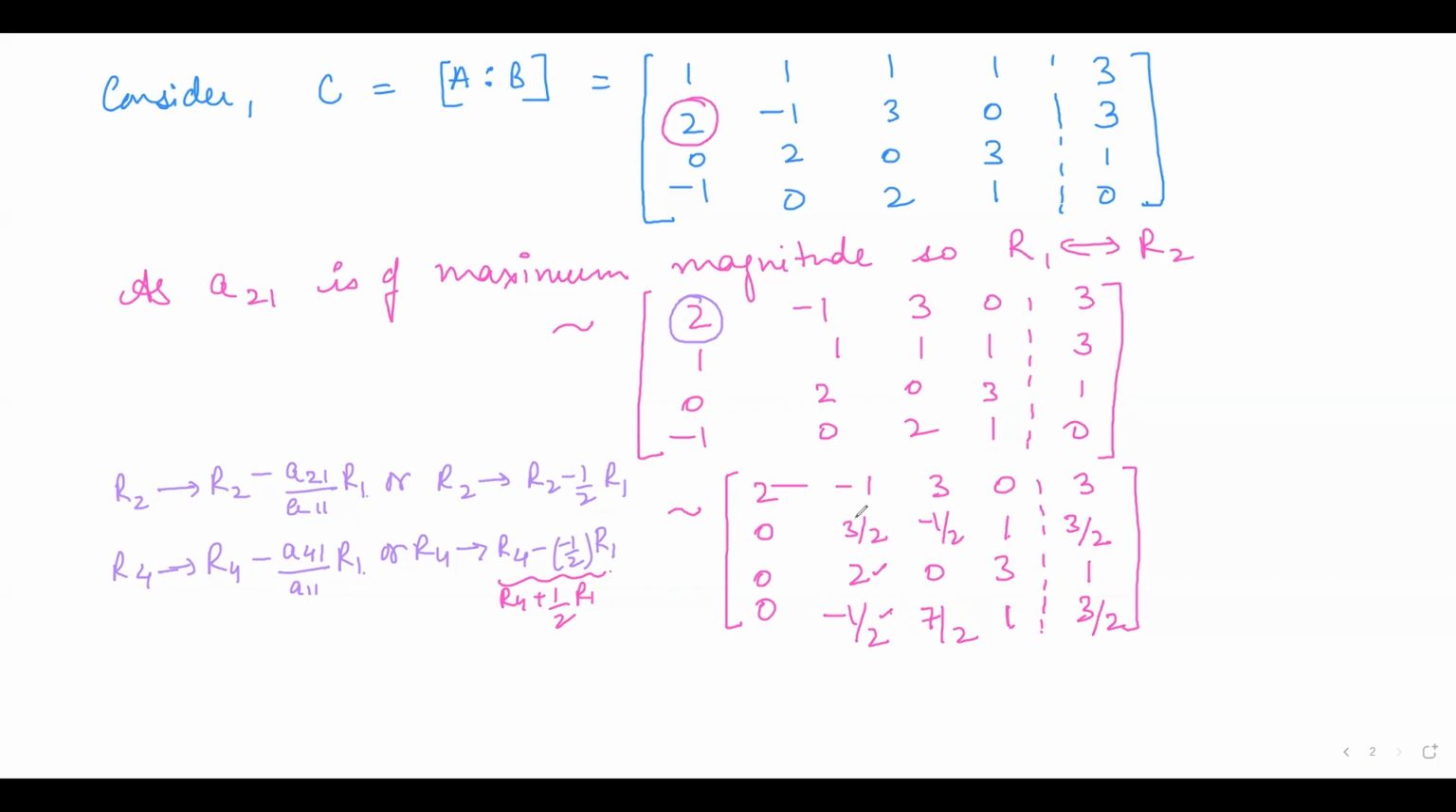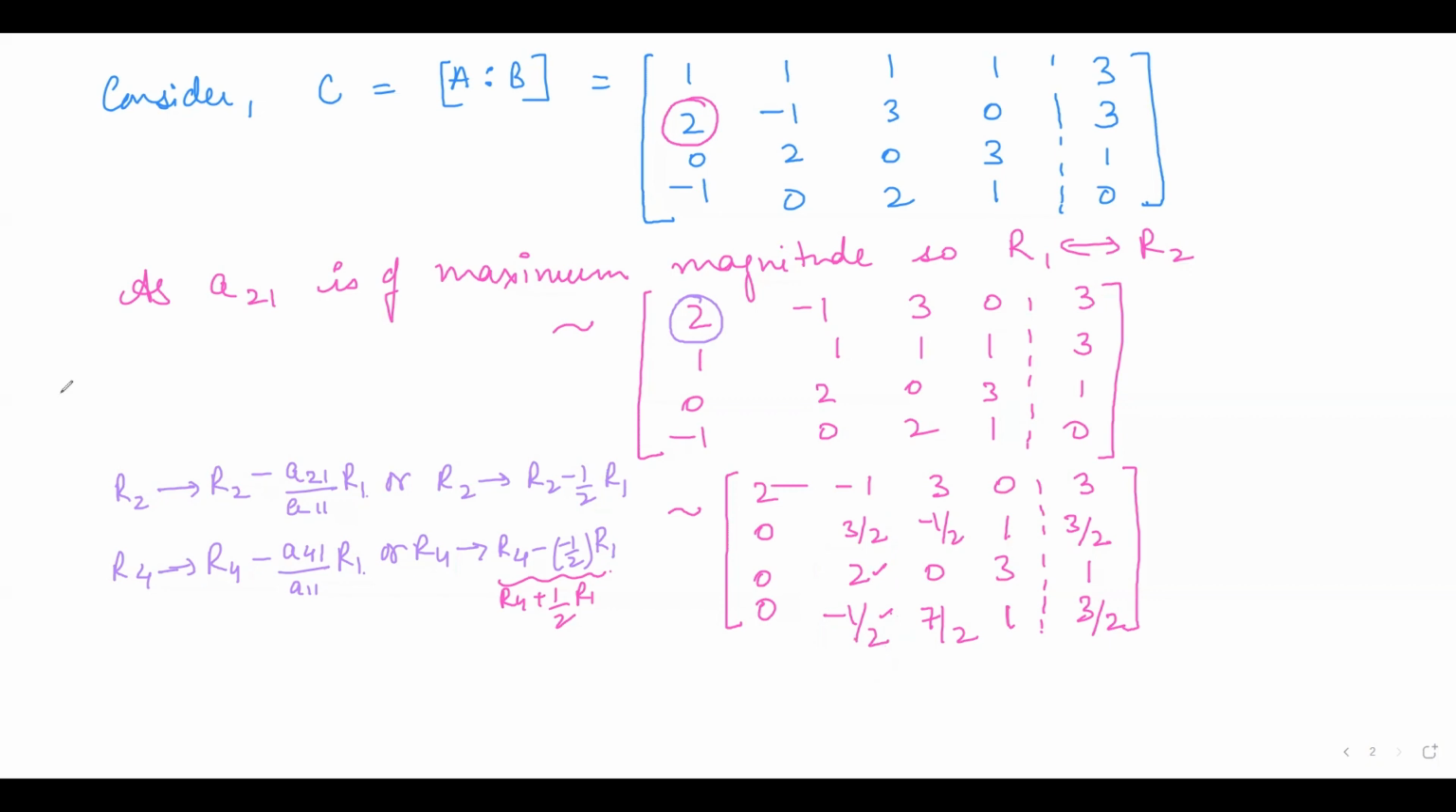Now to take the pivot element, I need to select the maximum magnitude element. So what is the maximum magnitude element? 3 by 2, 2 and minus half. From these only I'll be selecting. So out of these, which is the element which is of maximum magnitude? Obviously 2 is the element with the maximum magnitude. So again, I'll be interchanging them.